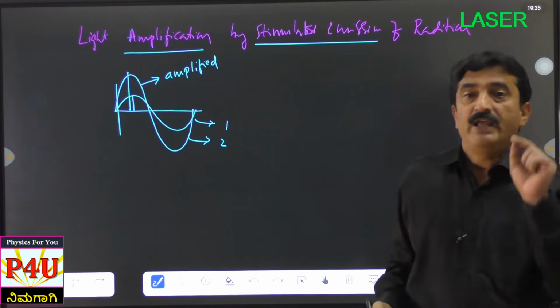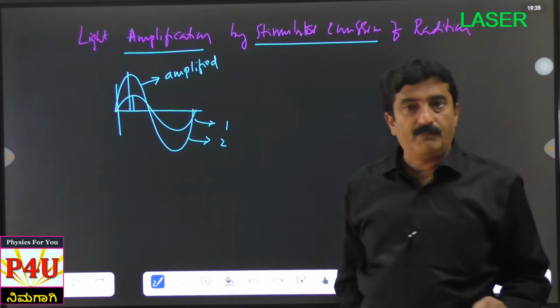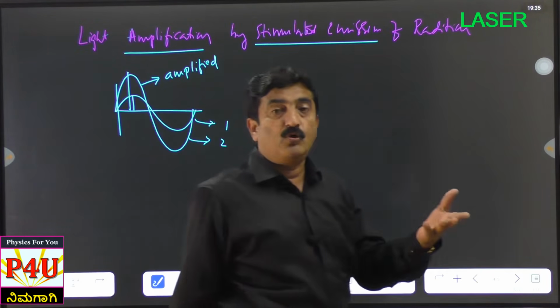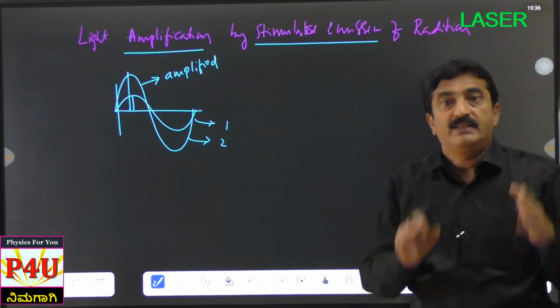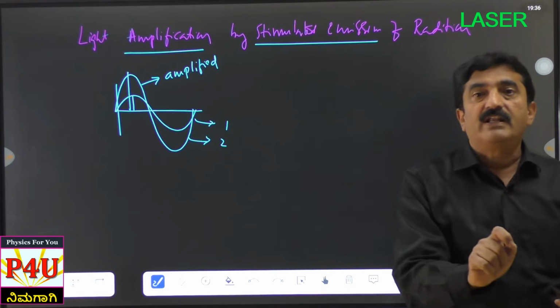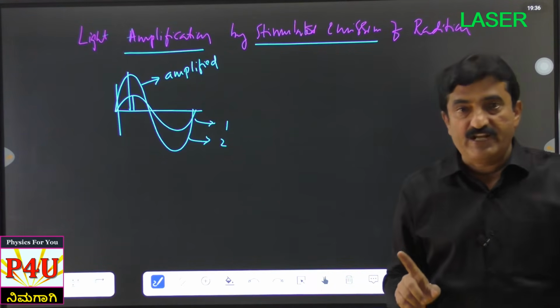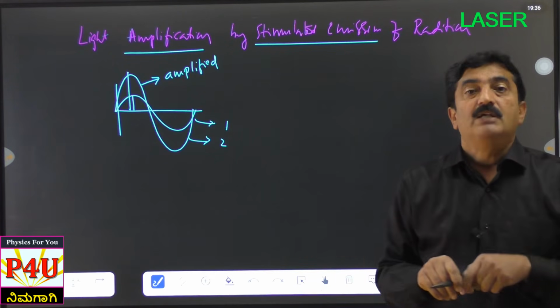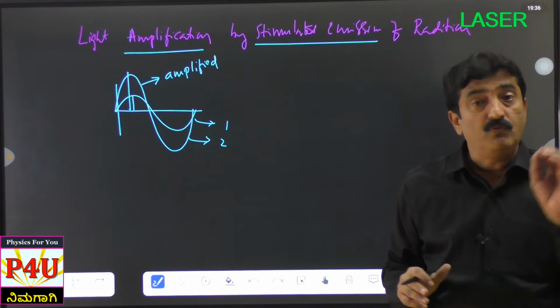Now the question, in case of light, how do you achieve amplification? Very simple. Go back to Einstein's definition, Einstein's photoelectric effect. In PUC you studied. There he says intensity of the light depends on the number of photons. Einstein says, if more number of photons are emitted, intensity will be more. So intensity is directly proportional to photons.